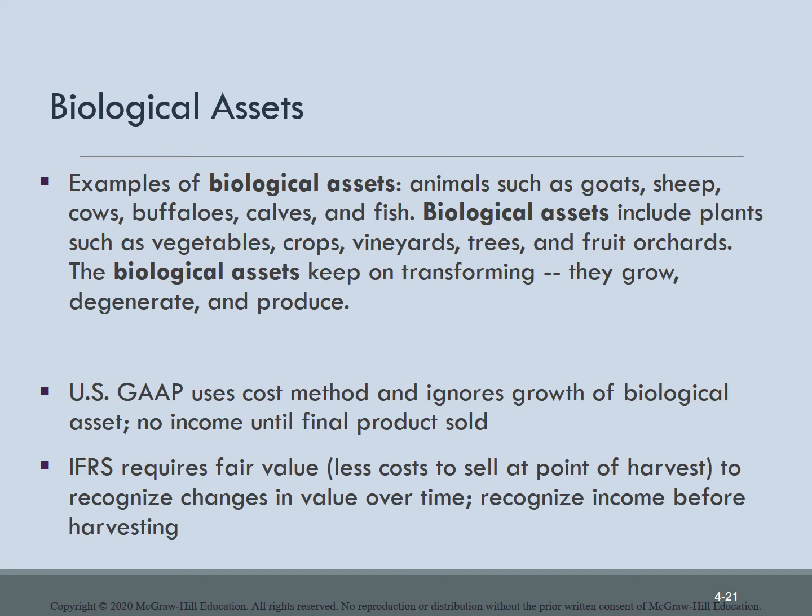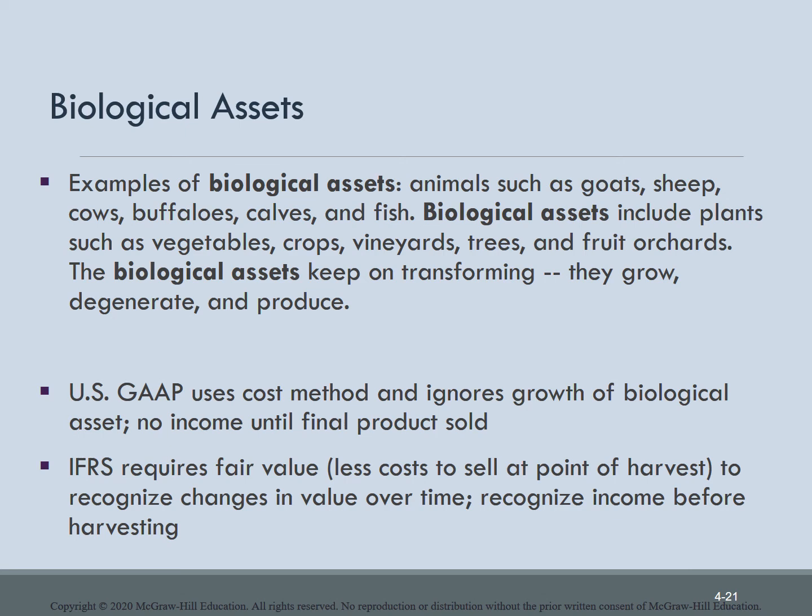All right, so biological assets, not a topic that we've spent a lot of time talking about in intermediate. The accounting for biological assets under US GAAP is much simpler than for IFRS. When we're talking about biological assets, we're talking about animals such as goats, sheep, cows, buffalo, calves, and fish. So you could have your catfish farm or your crawfish farm, or you could be raising cows or sheep. Biological assets also include plants such as vegetables, crops, vineyard trees, and fruit orchards.